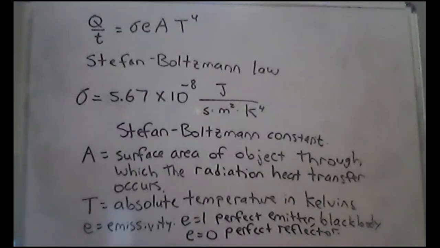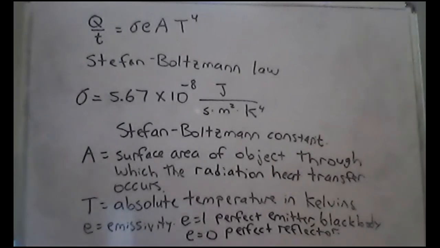It's a value that you're either told or have to look up. This is a quality of a body. When Max Planck did his work, he assumed a black body, so everything he did had emissivity equal to 1. The empirical nature of this formula is that sometimes things are not perfect emitters, and so you have to apply an emissivity factor to it.